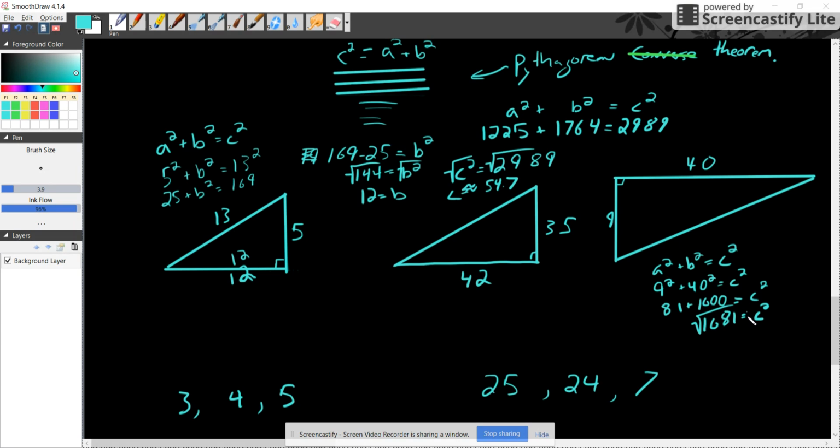Square root of both sides. This is 41. I believe. Pretty sure. It is. Yep. Just had to check my notes.